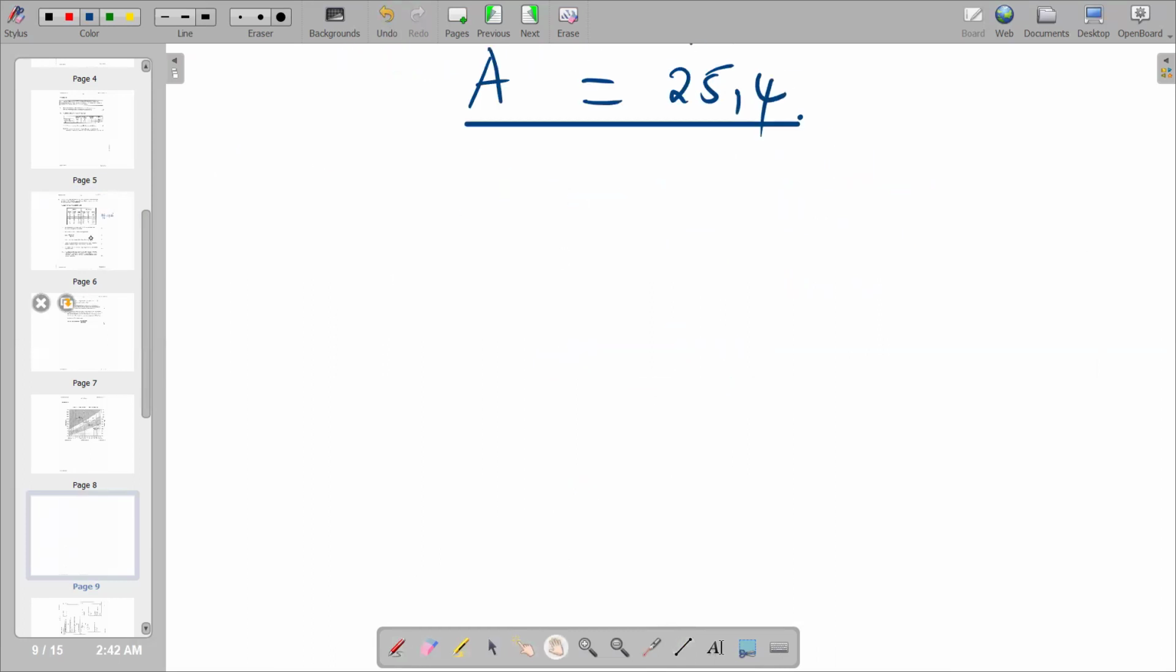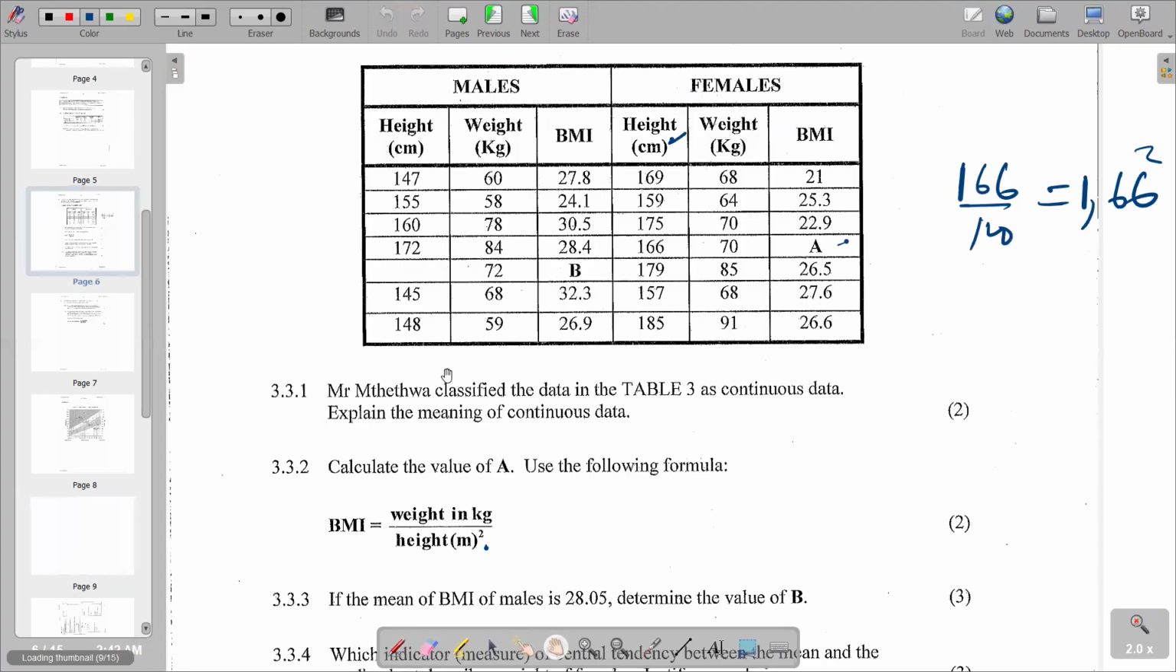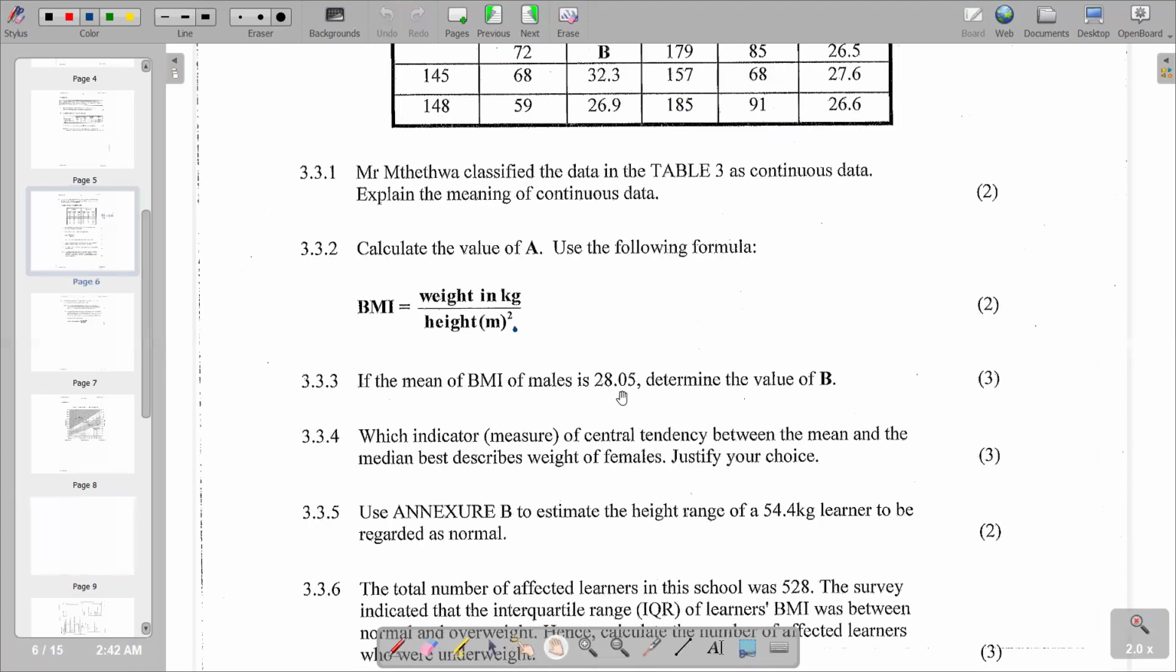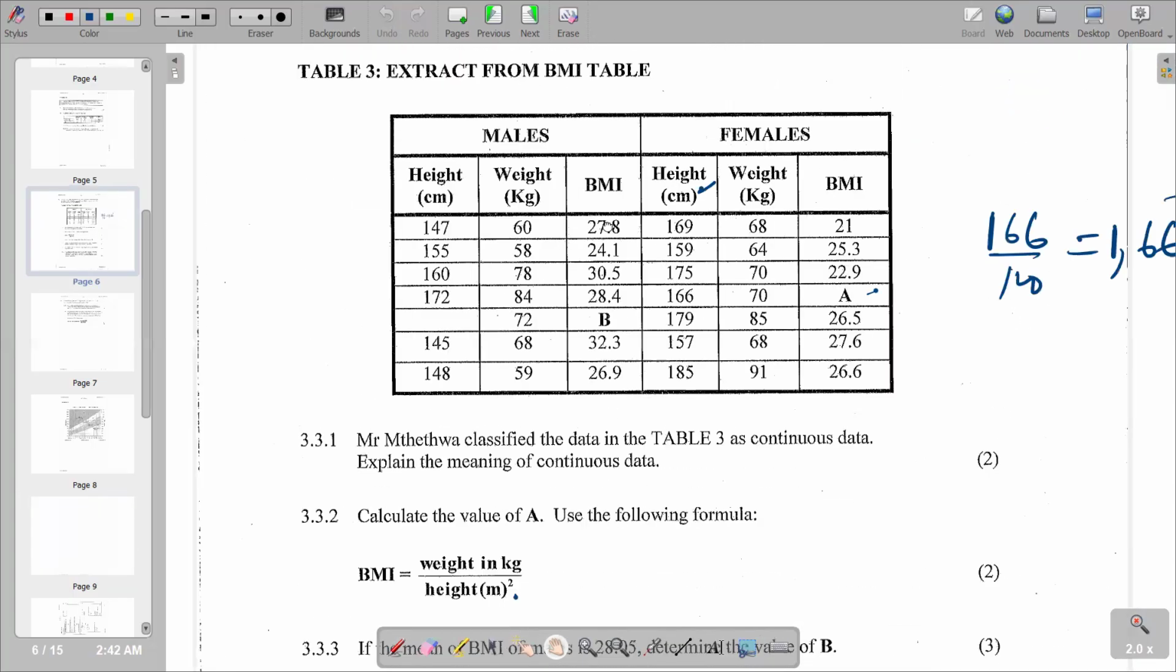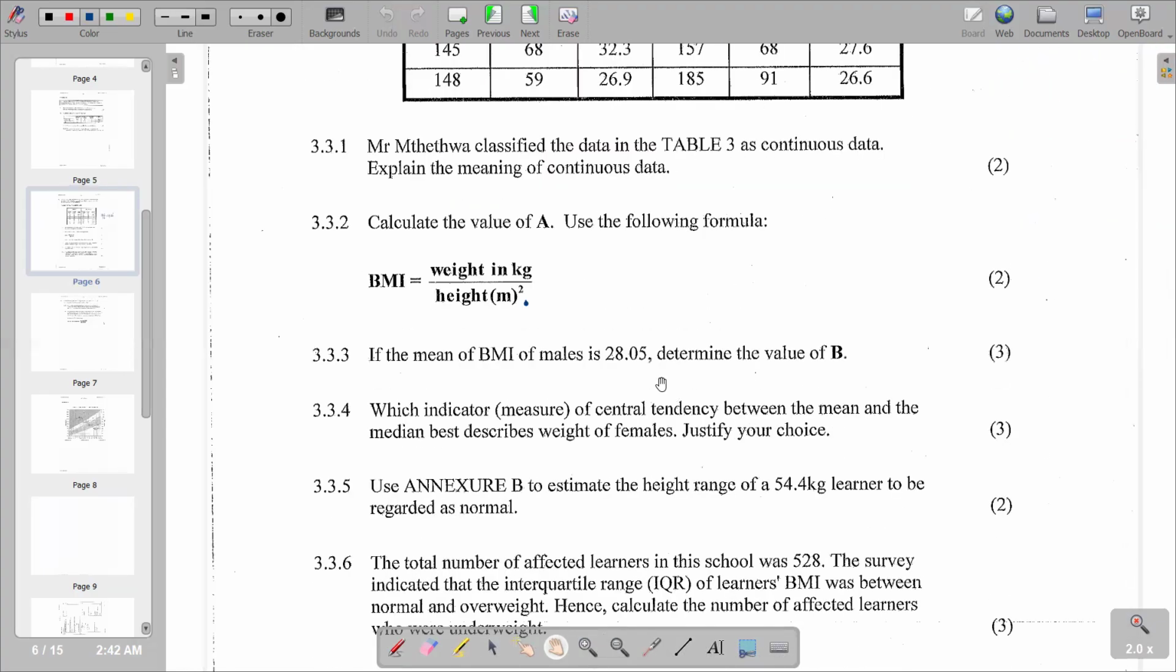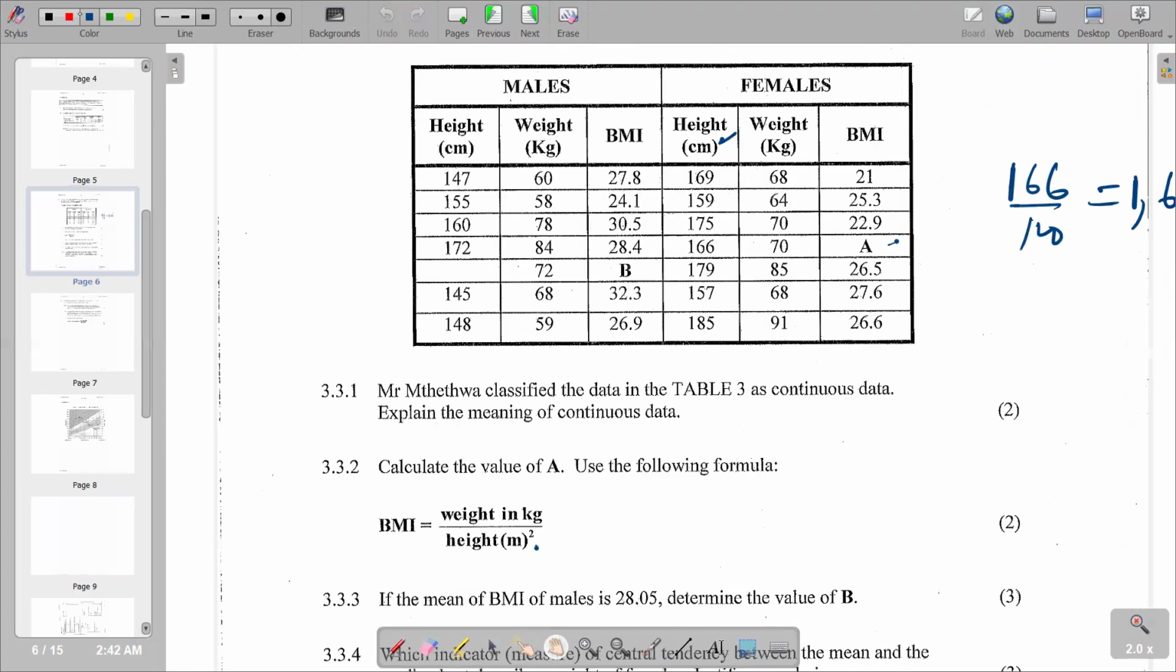So this is what we have. Then move on to the next part of our question, which is saying if the mean of BMI of males is 28.05, determine the value of B. Mean of BMI of males. So BMI of males is this one. So it being said is 28.05. So we need to find out the B.